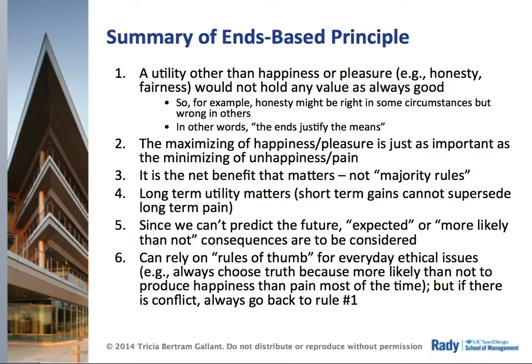So, a summary of the ends-based principle. A utility other than happiness or pleasure, for example, honesty or fairness, does not hold any value as always good. So, for example, according to the ends-based resolution principle, honesty may be right in some circumstances but wrong in others. In other words, the ends justify the means.